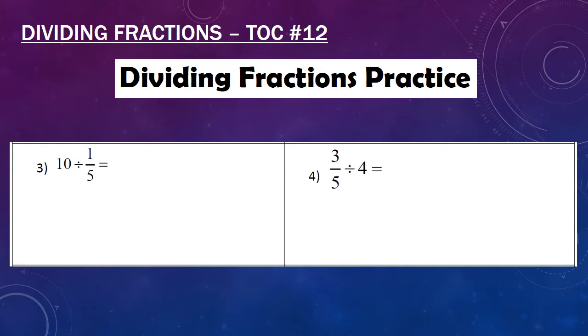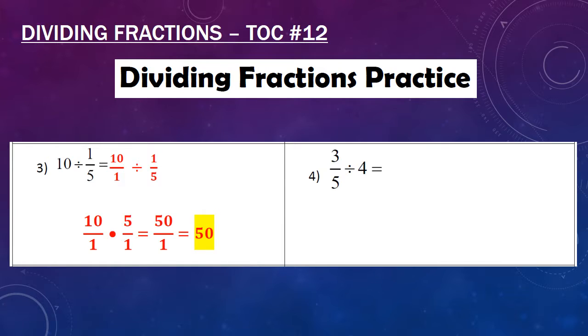For number 3, you have to make 10 a fraction by putting it over 1. Now I can do the keep, switch, flip method, or don't cry, just flip the second fraction and multiply, however you want to remember it. 10 over 1 times 5 over 1. And when I do that, notice you have 1 on the bottom, so your answer is going to be a whole number. 10 times 5 is 50 over 1, which simplifies to just 50.